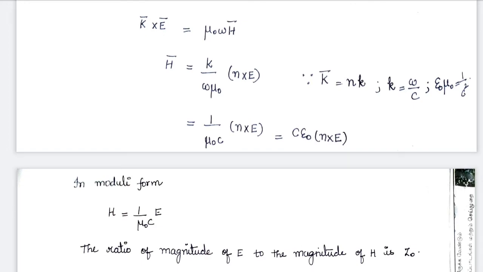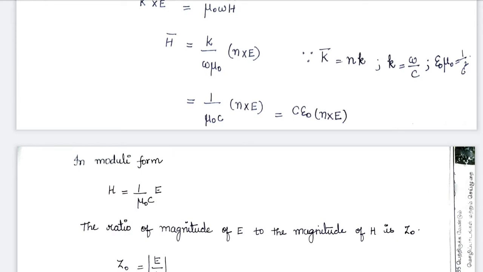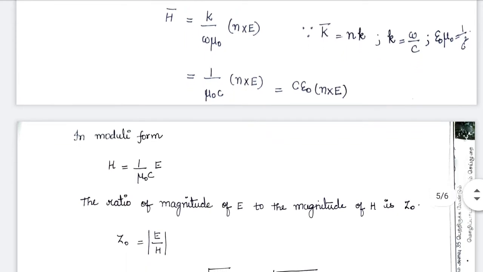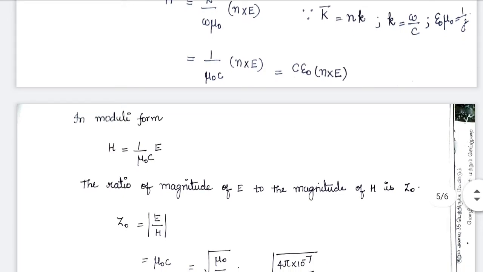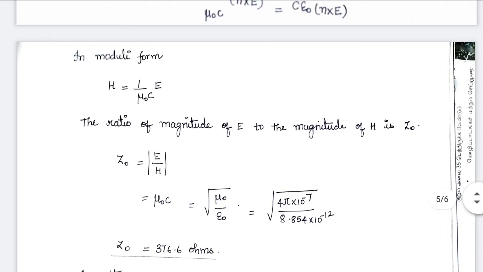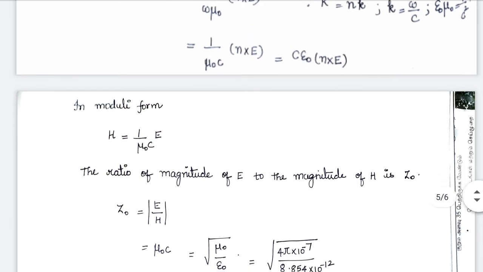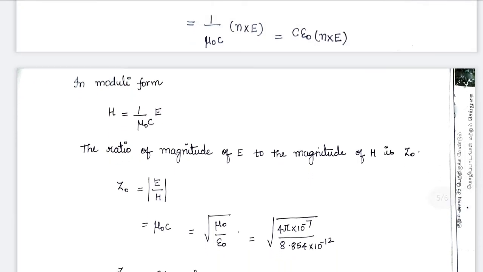Or 1 by mu naught c can be written as c epsilon naught into n cross E vector. Or in general, in modulus form, we can write H is equal to 1 by mu naught c into E. Or we can rearrange this as the ratio of E to H.